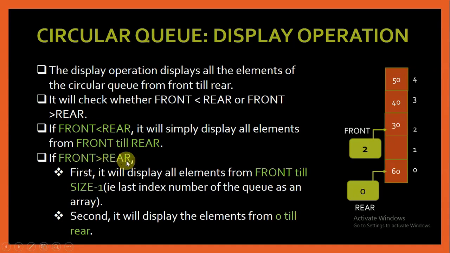But if front is greater than rear, as you can see in this case, the front is 2 and rear is 0. My front is greater than rear. So in this case, first it will display all the elements from front till the size of the queue, that is size -1, which is 4. And then it will display all the elements from 0 till rear. In this case, the rear is at 0. So first it will display 30, 40, 50 and then it will display 60.